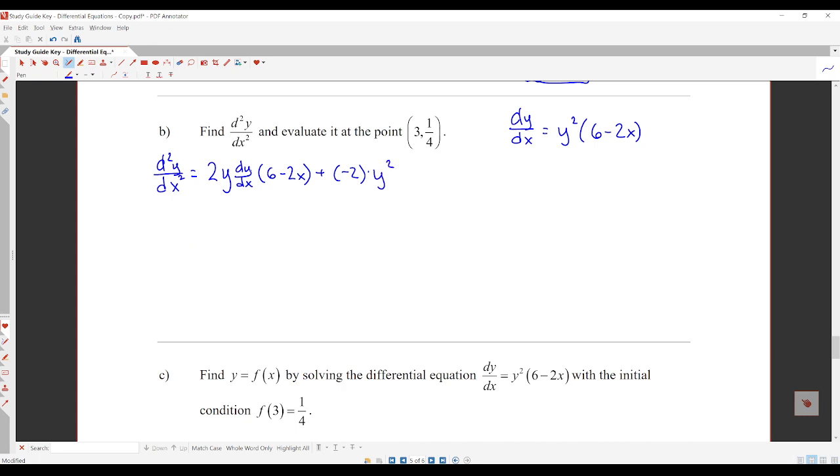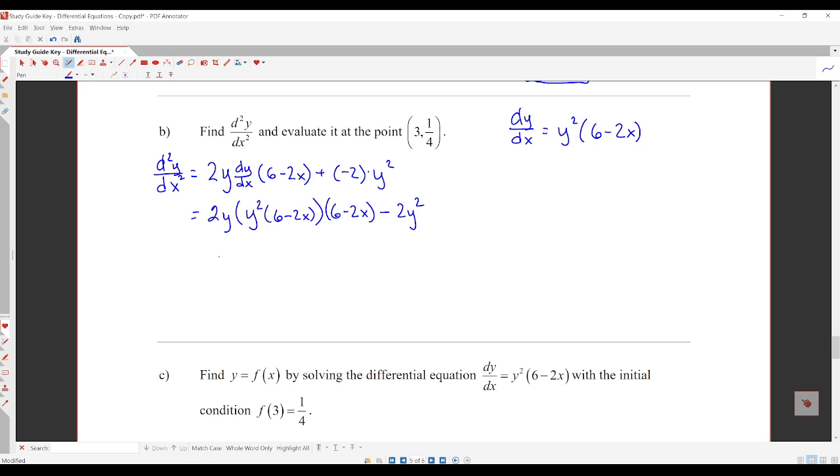Now again, we could take this whole expression for dy/dx, y squared times (6 minus 2x), and drop it in for dy/dx to get an actual expression in terms of x and y. I don't think we necessarily need to. I'm just going to write it: dy/dx is equal to y squared times (6 minus 2x). So that's the dy/dx. Don't forget the (6 minus 2x) that we had. And I'm just going to go minus 2y squared. So that would be our expression for the second derivative, d squared y over dx squared.